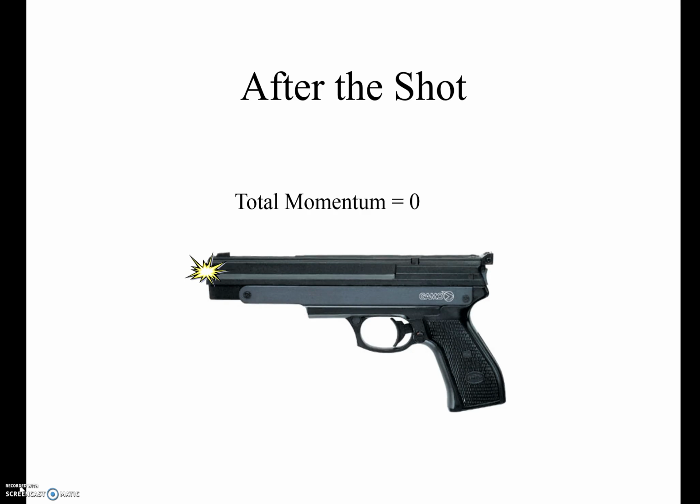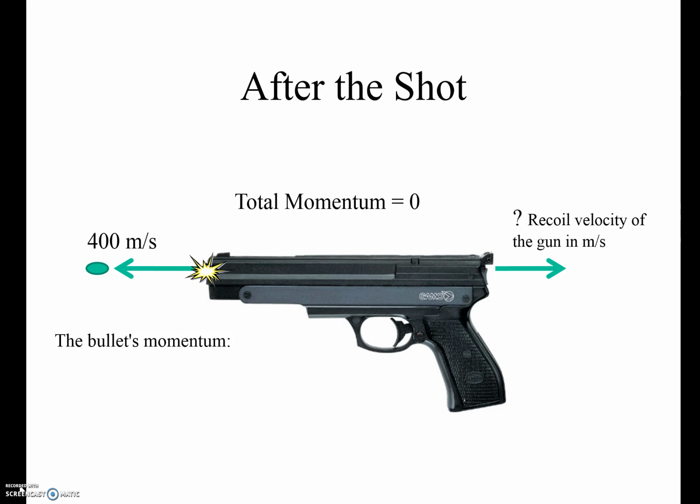But this time, the gun has fired the bullet, so we've got momentum going towards the left for our bullet. That must mean we've got momentum going towards the right for our gun. And let's say that our bullet is going at 400 meters per second. We want to calculate the recoil velocity of the gun.